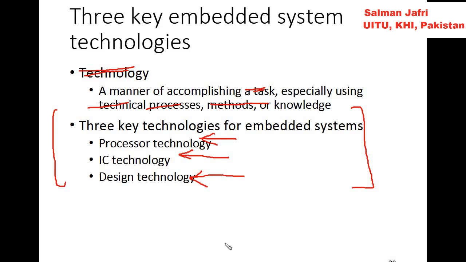As far as embedded systems are concerned, there are technologies that can be used, and technology is given by the manner of accomplishing a task, especially using technical processes, methods or knowledge. So when we want to make an embedded system, there are three key technologies that we have to decide. One is the processor technology that we are going to be using for our embedded system. Second is the IC technology. And the third would be the design technology. Let's examine these three technologies in detail.